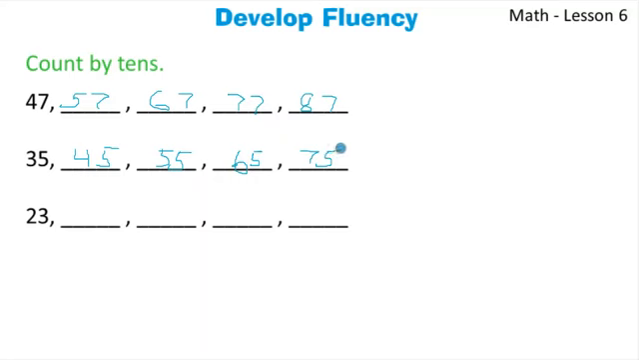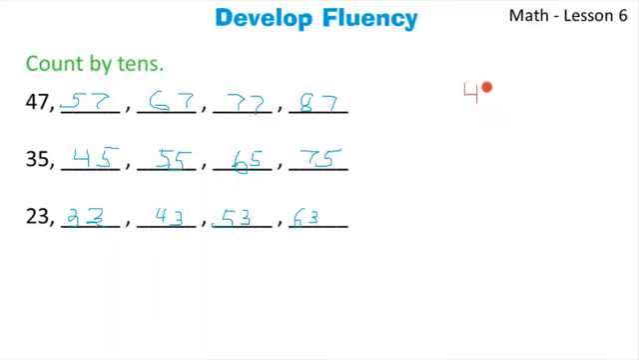We're going to continue with 23. What do you think it's going to be? Okay, let's do this. 23, 33, and then another 10, 43, another 10, 53, another 10, 63.